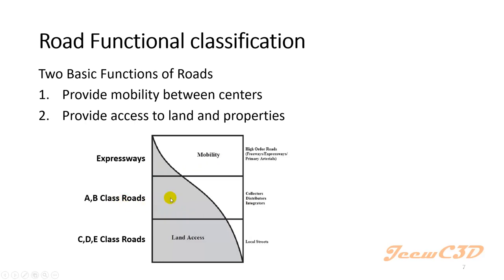But when you come to AB class roads, I will tell you what the AB class roads are later, in the next slide. But when the accessibility is high, your mobility will be lower. When there is more mobility, you have high speed. When there is low mobility, you have high access. So the CDE class roads, or in other words, the roads we use to access our houses, have more access but low mobility, so we have less speed.